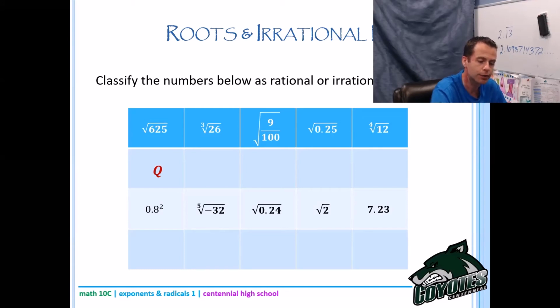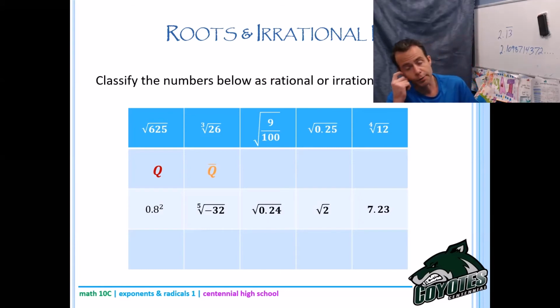But if you're not sure, you can stick it in your calculator, which I was doing while I was talking to you. And I got 2.962496068. That is a non-terminating, non-repeating decimal. That would have to be irrational, so that's a Q bar. The root of 9/100. Well, actually, I know the root of 9. That's 3, and the root of 100 is 10. So that is actually just a convoluted way of saying 3/10, which is a fraction, so that would be rational.